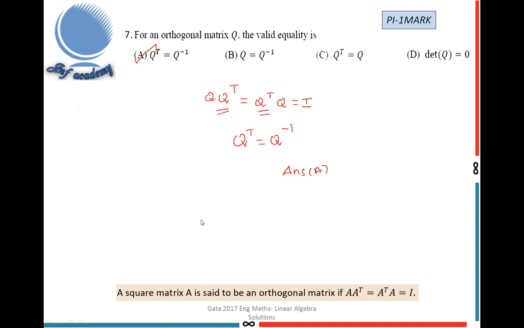These are the 2017 GATE Engineering Mathematics questions related to the topic matrices and determinants. If you have any doubts in this topic, then you can ask in the comment section. Let me try to clarify your doubts.